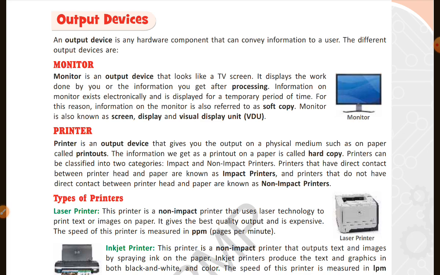Or in the case of monitor, we get the soft copy. Printers can be classified into two categories. There are two types of printers, impact and non-impact printers. Printers that have direct contact between printer head and paper are known as impact printers. And the printers that do not have direct contact between printer head and paper are known as non-impact printers.